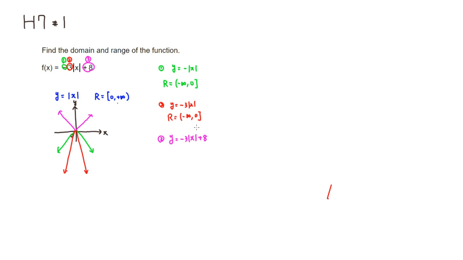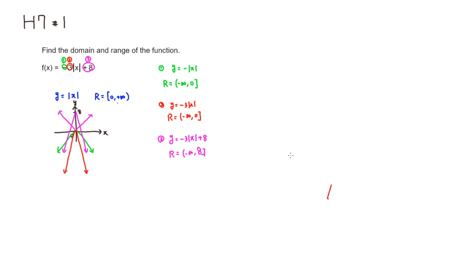What happens is that this is going to go up to positive 8, so I'll just put 8 here. Then it's going to keep the same shape, so it's going to look like that. I'm using the same color as the original one. The range for this one, since everything is shifted up, is negative infinity to positive 8. So that's the range.